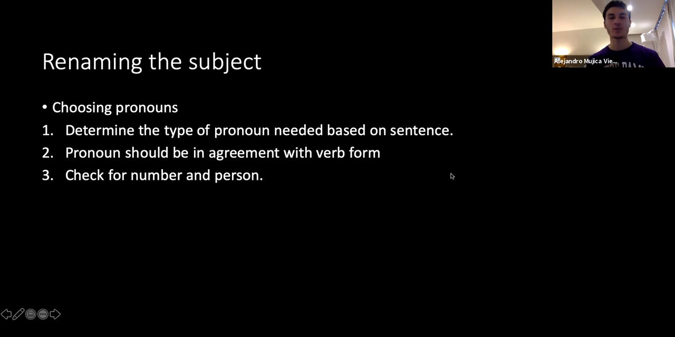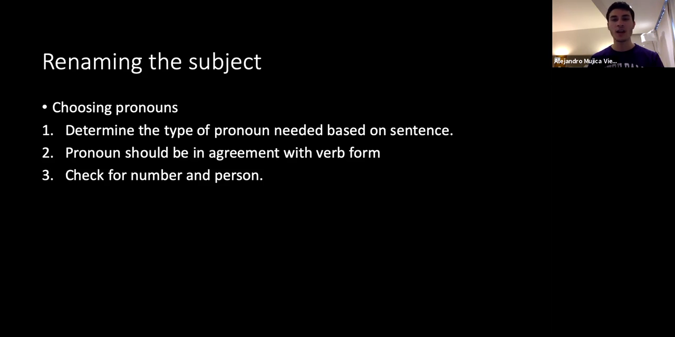Renaming the subject. So this is mostly about pronouns. But it's not only about choosing the right pronoun, as I wrote. This was something I wrote before I came up with another sort of nuance to this one. It's not only about choosing pronouns, it's also about deciding if you're going to use them in the first place.